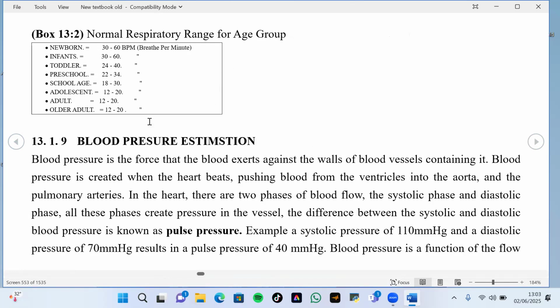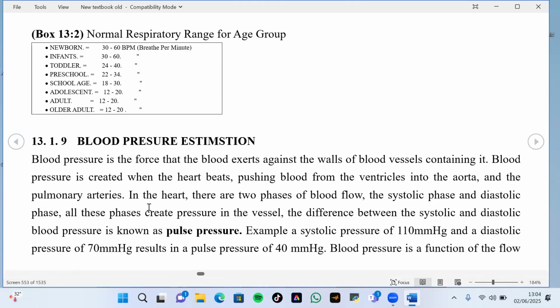Now let's look at normal rates. For a newborn, the breaths per minute is within 30 to 60 cycles per minute. For infants, 30 to 60 per minute. For a toddler, 24 to 40. For a preschool child, 22 to 34. For school age, 18 to 30. For an adolescent, 12 to 20. For an adult, 12 to 20. For an older adult, 12 to 20. So that's why I say it should be within 12 to 20 cycles per minute. This is the normal range of respiratory rate.